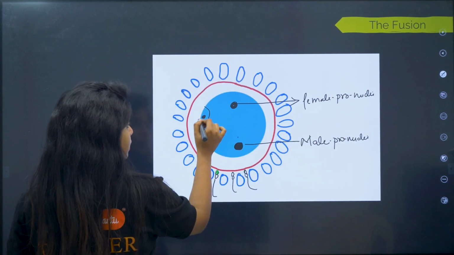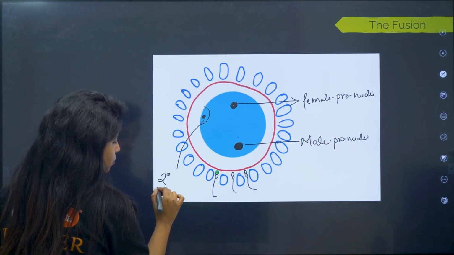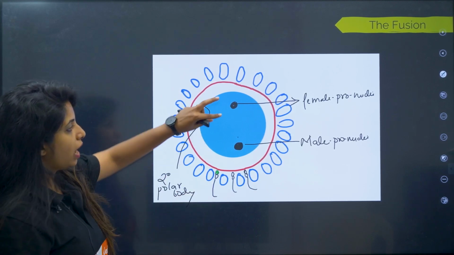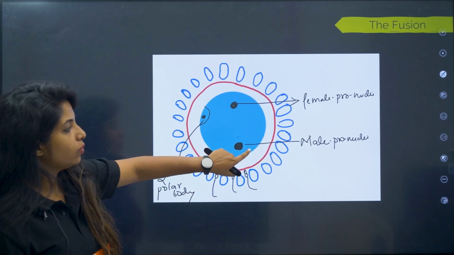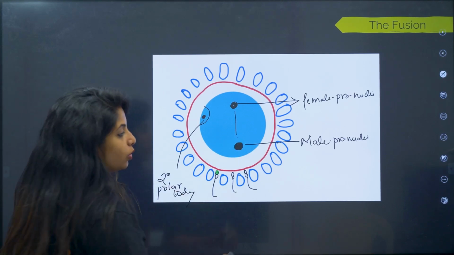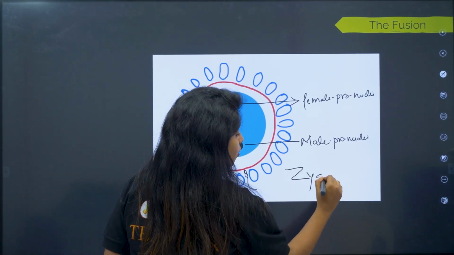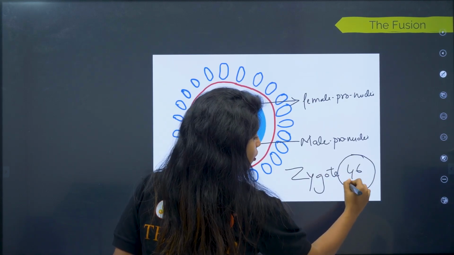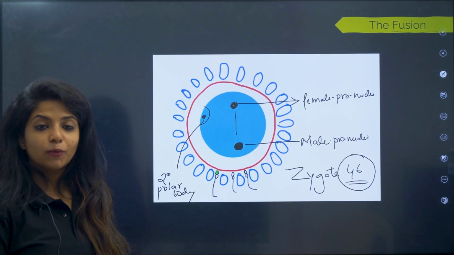And this is the second polar body. So you have the ovum over here, and now both will fuse. When they fuse, what do they give? They give a zygote, which is a single cell having 46 chromosomes. Is the zygote diploid or haploid?